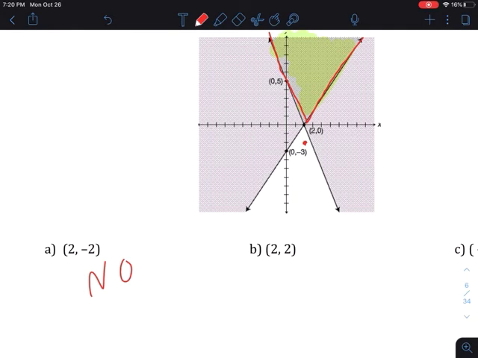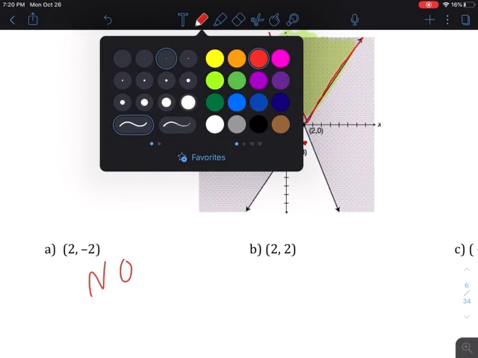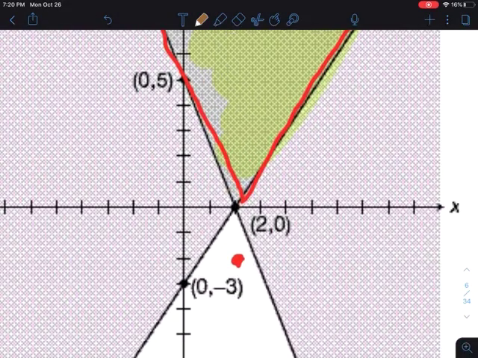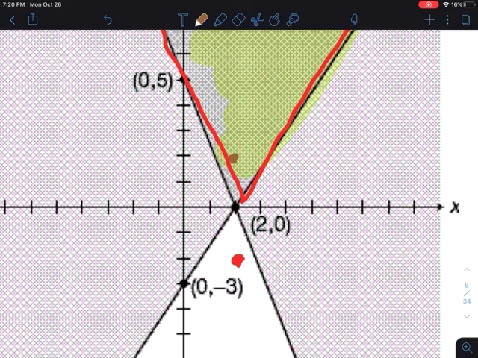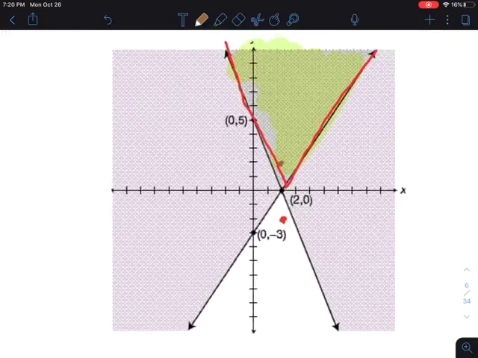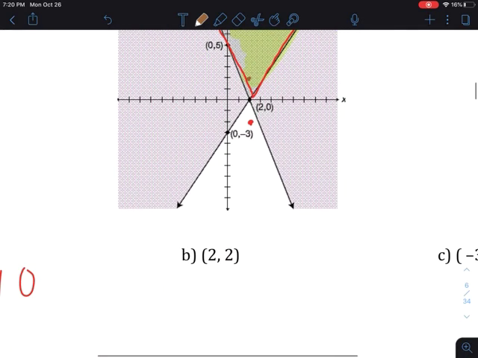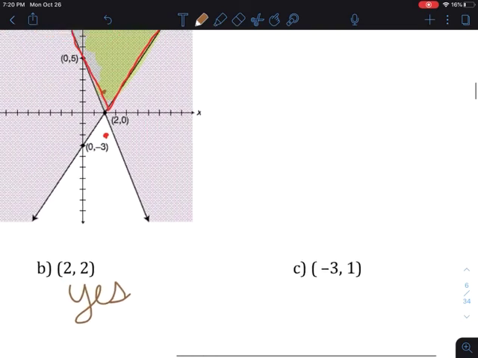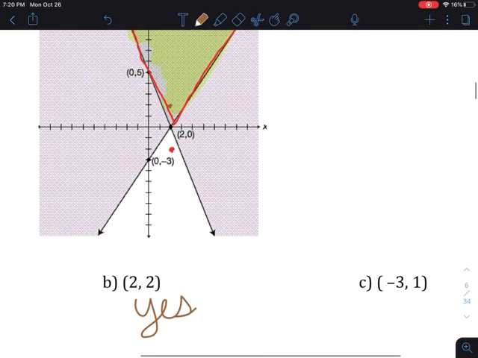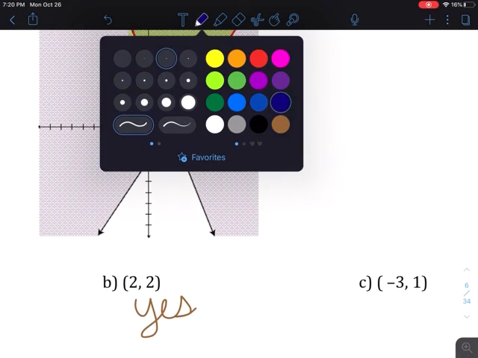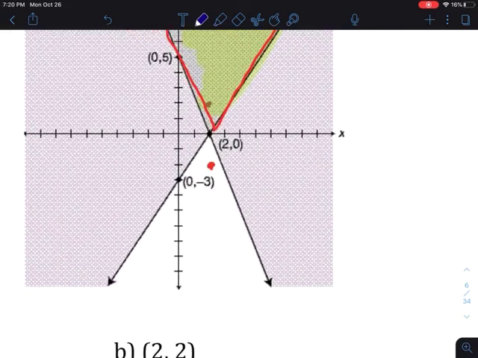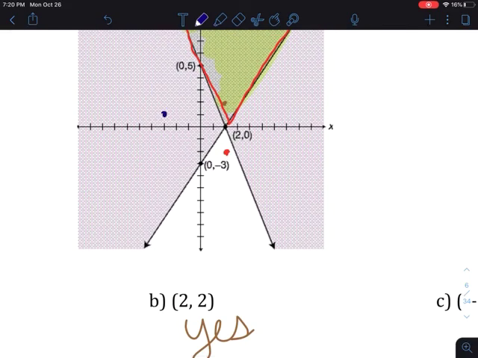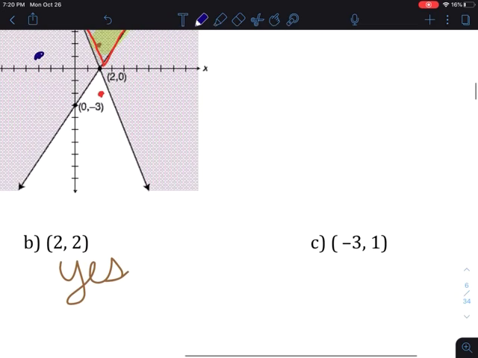So let's take a look. 2, 2, letter B, 2, 2. Zoom in here. 2, 2 would be here. Yep, that looks good to me. Definitely right there in the middle. So 2, 2 is going to be a yes. And then we got letter C, negative 3, 1. Negative 3, 1, that's actually over here. That's definitely a no.